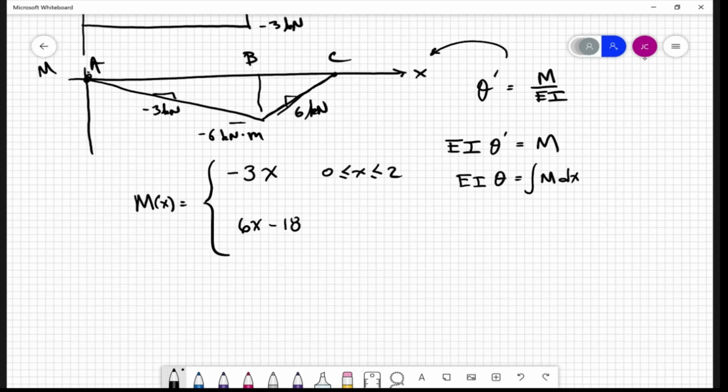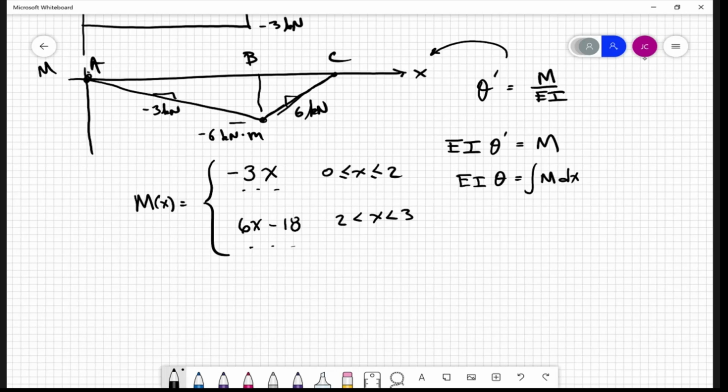Right, 6x - 18, and that's from 2 to 3 meters, right? So if you put in, you can see here we have continuity at point B. So if you put in x equal to 2 into either evaluation, you get -6, correct? If I did that right. So 6 times 2 is 12, minus 18 is -6, and -3 times 2 is -6, right?